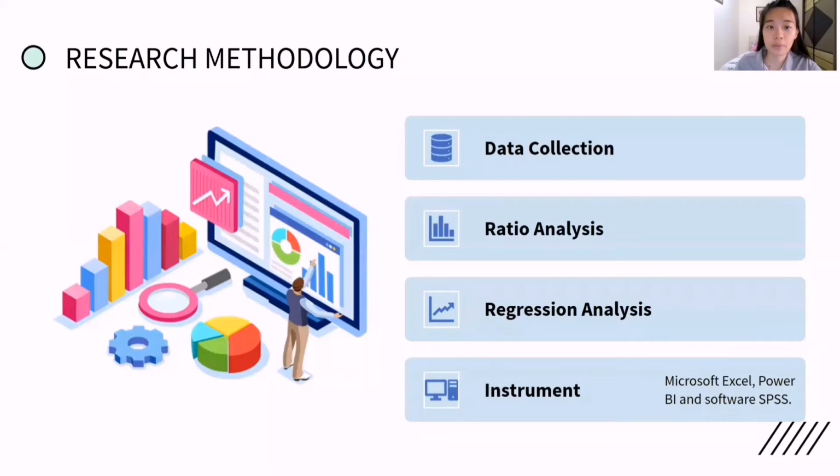Next is my research methodology. The data collection in this study consists of 55 companies from sector construction, energy, property, industrial, and technology listed in Malaysian main market. The data from the companies were collected from the period of 2015 to 2019. All data and information of the company is collected from Bursa Malaysia.